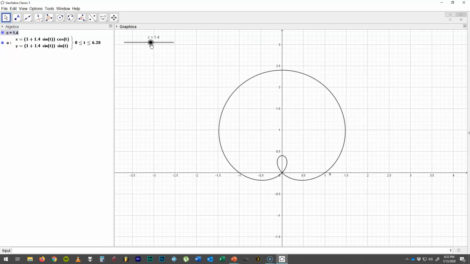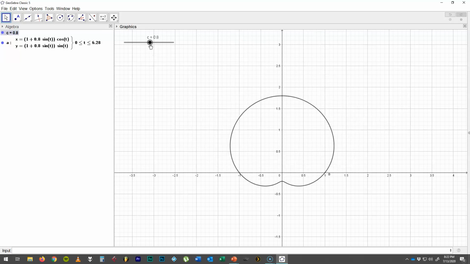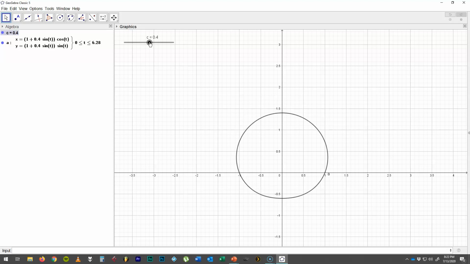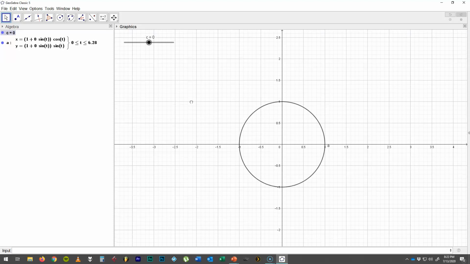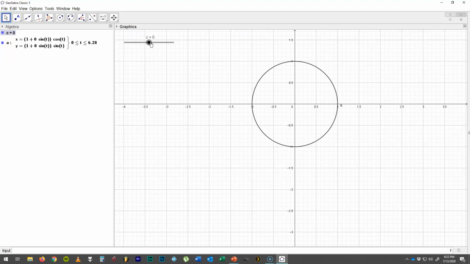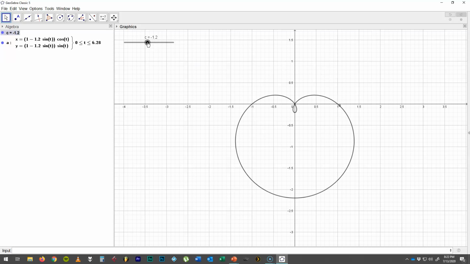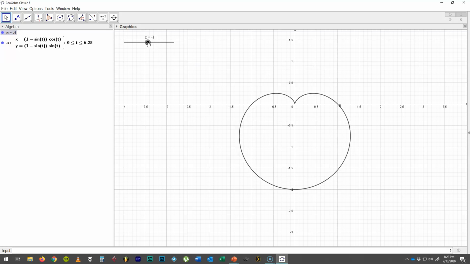Let's go the other direction. By the way, if I do values of c that are, say, between 0 and 1, notice that we still get a little dimple, but it becomes less pronounced as c gets closer to 0, where it's the circle. So now let's look at what happens when c is a negative value. Well, it's going to kind of form the same picture, but on the other side.